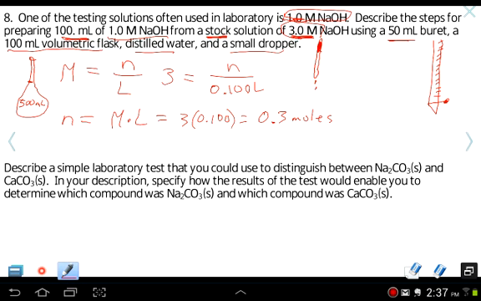Now, the question then is that we need 0.3 moles. How much of the 3 molar do we take out? Well, let's see, 3 moles of 0.3 molar. Let's rearrange the equation to solve for liters. Liters, remember, is moles over molarity. And so we got 0.3 moles divided by molarity, which in our case is 3 molar.